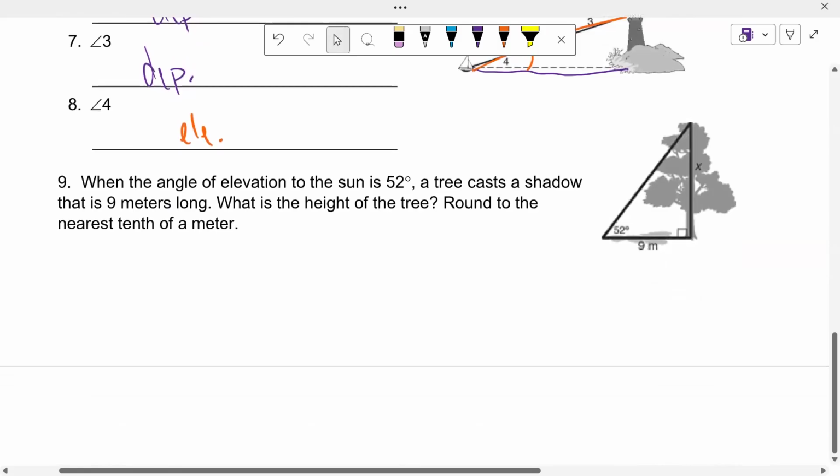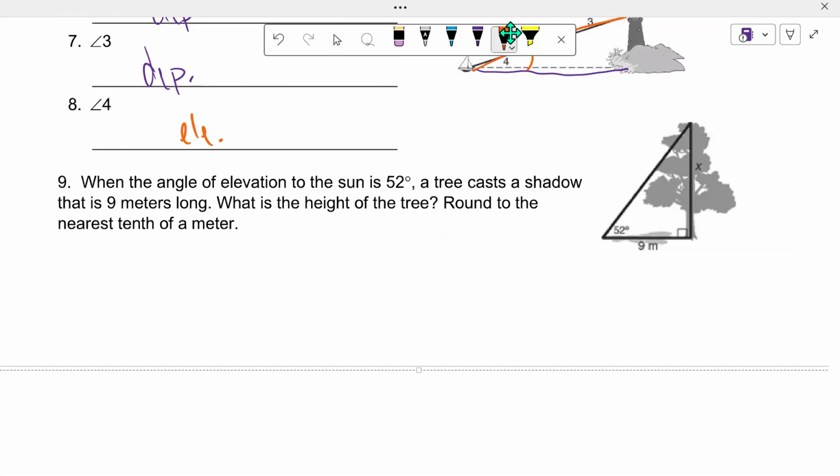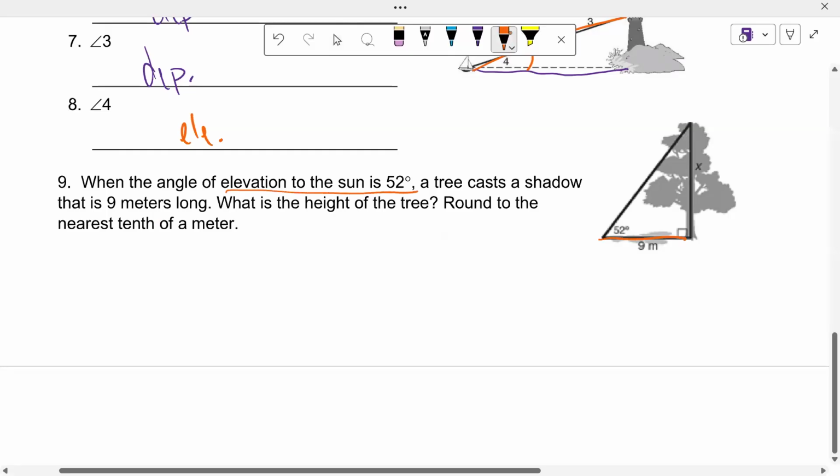Right here is a little word problem practice. When the angle of elevation to the sun is 52 degrees, so angle of elevation to the sun, here's our horizontal line. Here's our line of sight to the sun, that is 52 degrees. If a tree casts a shadow that is 9 meters long, so here's our 9 meters, what is the height of the tree? We're trying to find x. Round to the nearest tenth of a meter. Okay, so we're going to do SOHCAHTOA.